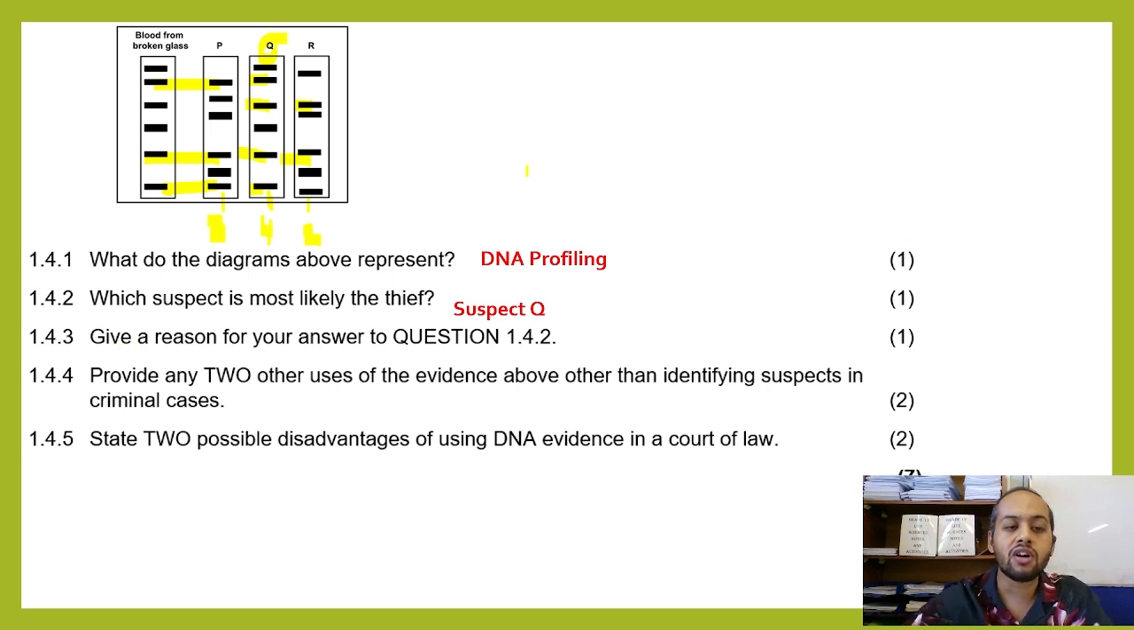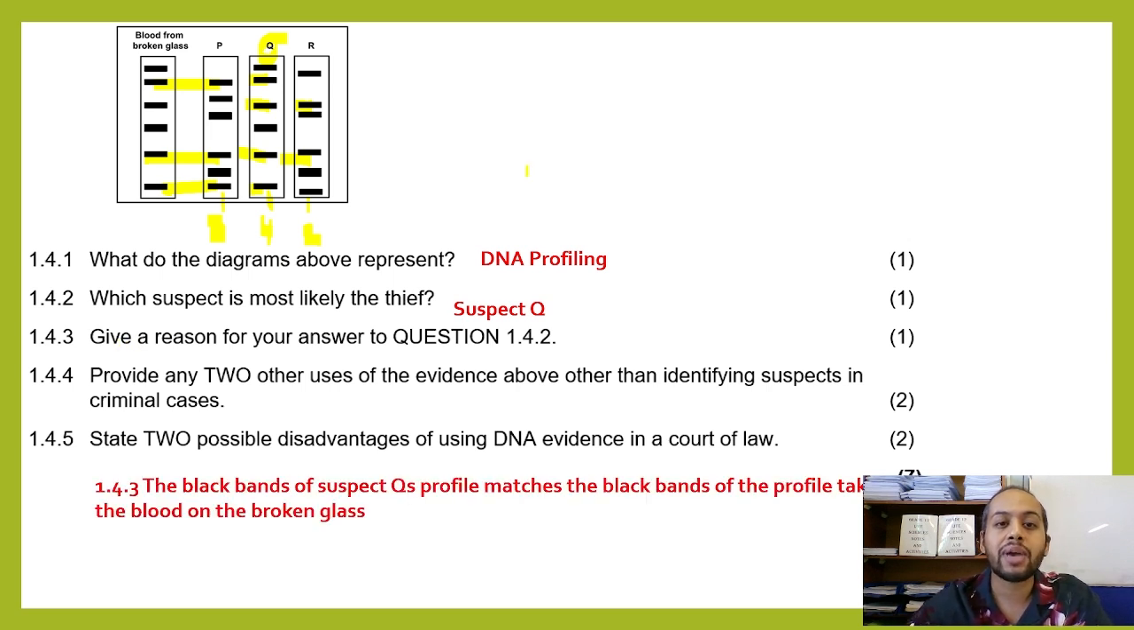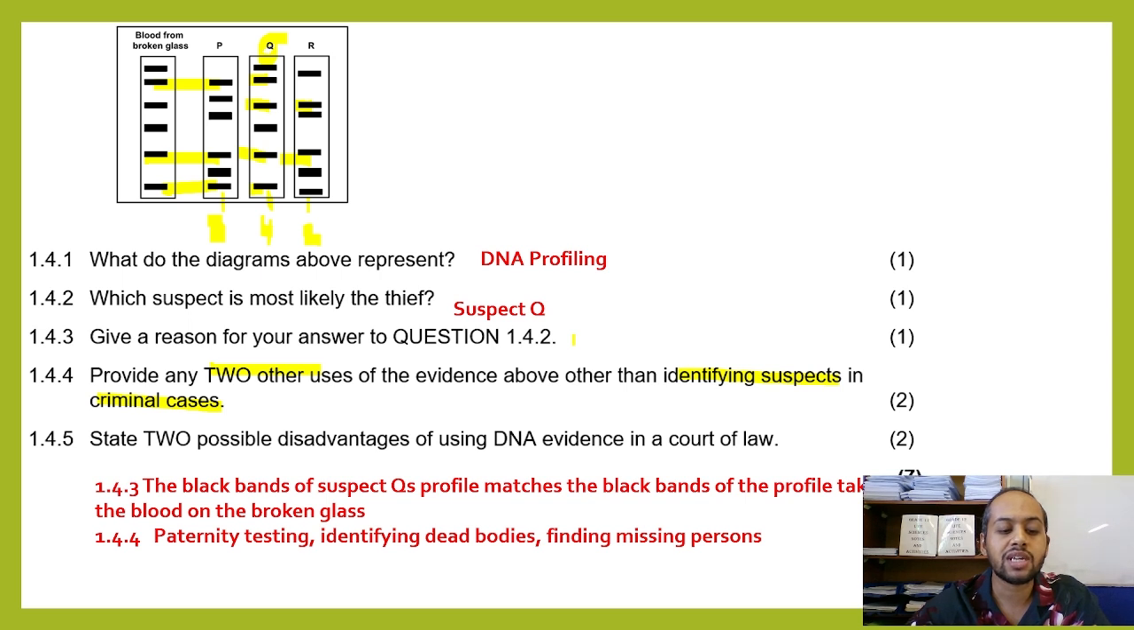1.4.3, give a reason for your answer. As we can see, the black bands of suspect Q's profile match the black bands of the profile taken from the blood on the broken glass. So you have most of the bands of suspect Q matching that from the blood taken from the broken glass. 1.4.4 says provide any 2 other uses of the evidence above other than identifying suspects in criminal cases. So how else can you use DNA profiles? There were a number of things we stated: paternity testing, identifying dead bodies, finding missing persons, etc.